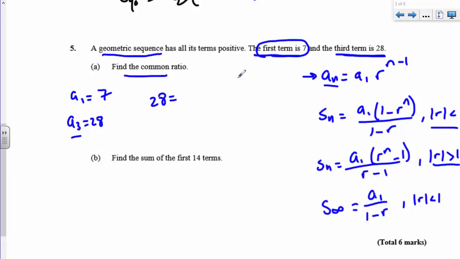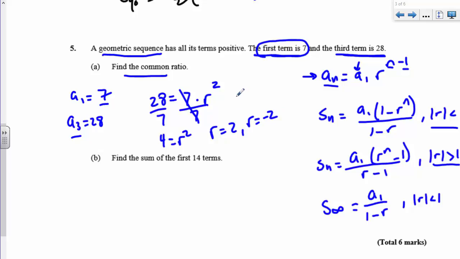A3 is 28. This will equal the first term, A1, and A1 I know is actually 7, times R. I have no idea what R is yet. Raised to the power, remember n is 3, so this is 3 minus 1, which is actually squared. So now I can try to solve this equation. I'll divide both sides by 7. And 28 over 7 is 4. So R squared is equal to 4. That means R is either equal to what? Positive 2, or it's going to equal negative 2.